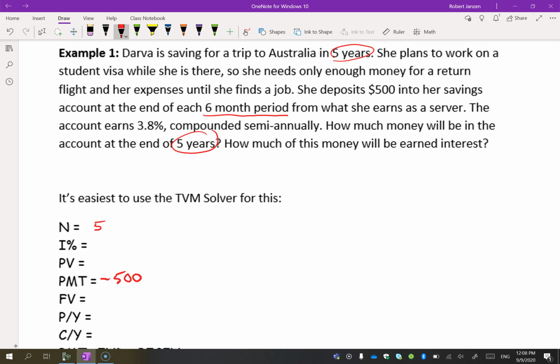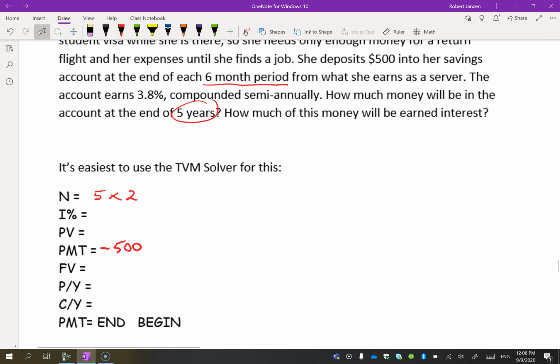So this means we're going to do it twice in a year. So I'm going to go 5 times 2, because the number of payments is going to be 5 times 2, not just 5. And we're putting P/Y is 2 payments per year. Interest rate is 3.8%, compounded semi-annually, so that's also 2 times per year. How much money will she have at the end of the 5 years? So we're looking for this. What do I put for present value? Well, in this case, it's 0 because she's starting with nothing. There's no lump sum that she is going to put in.